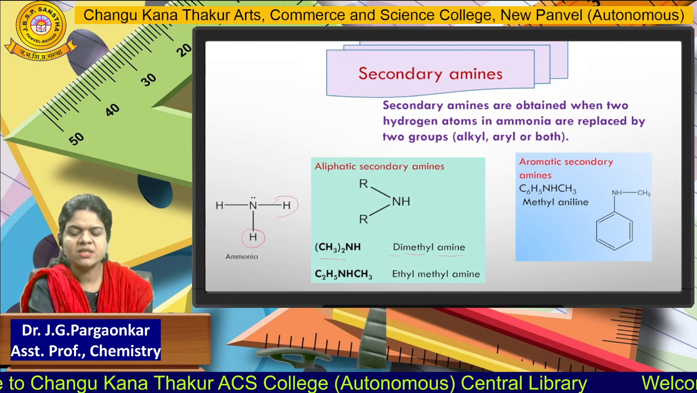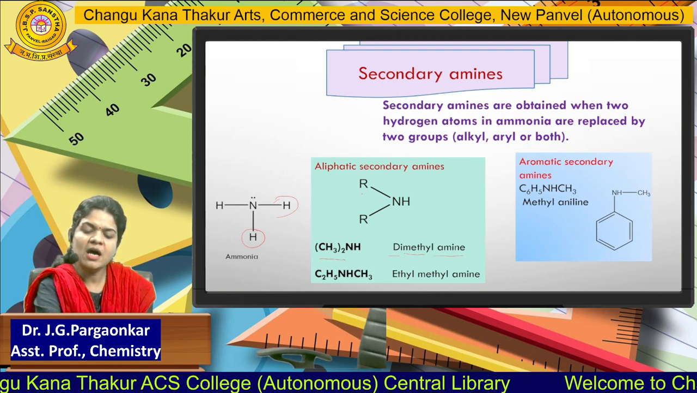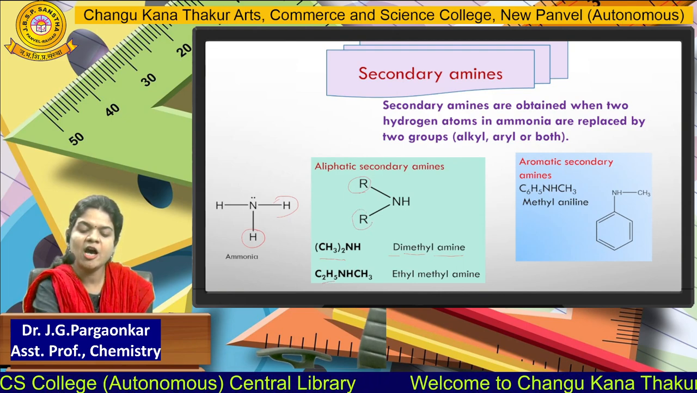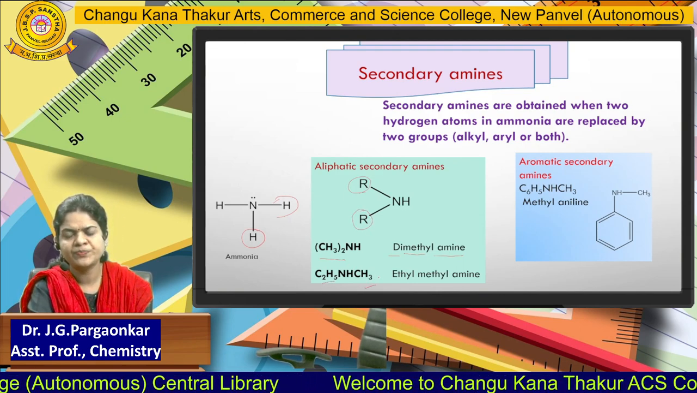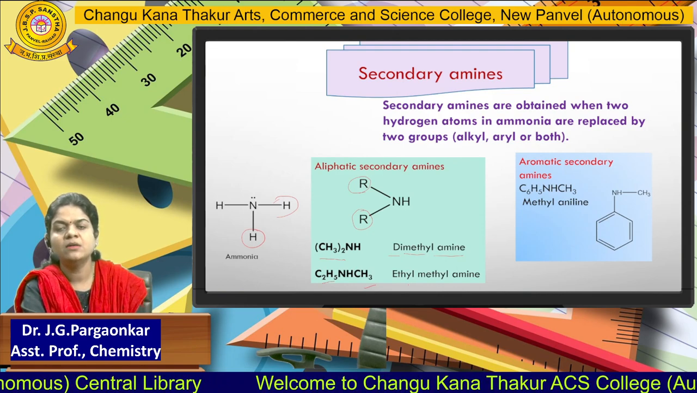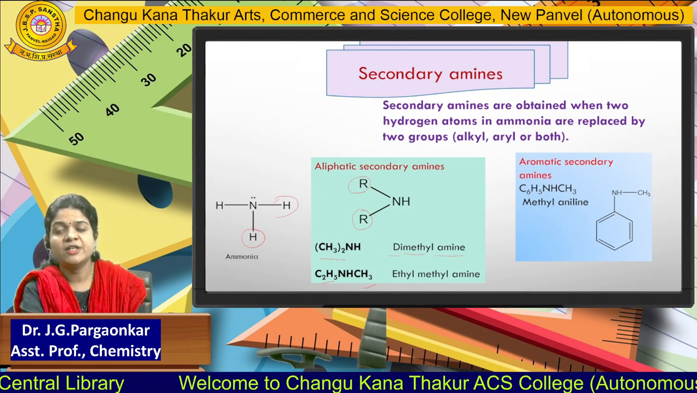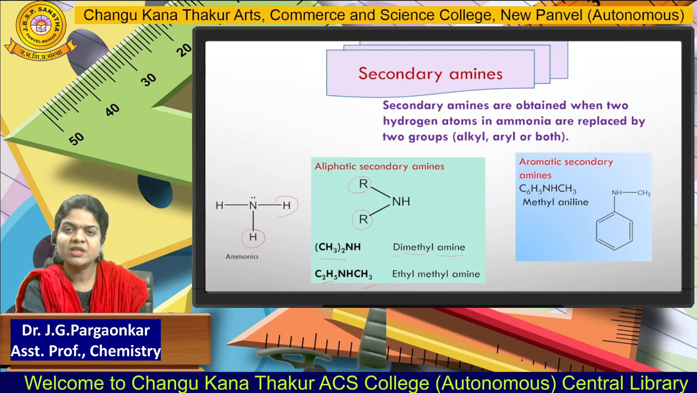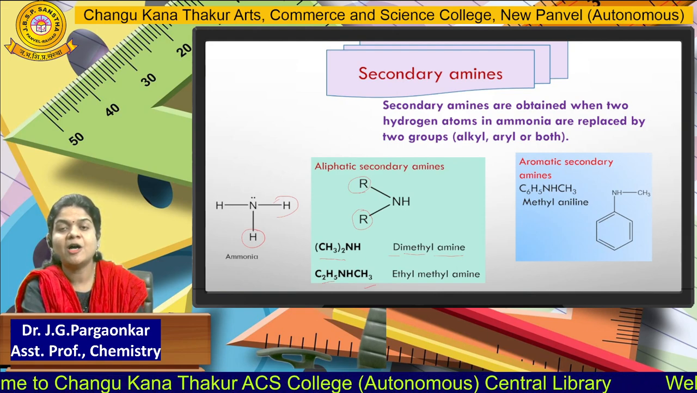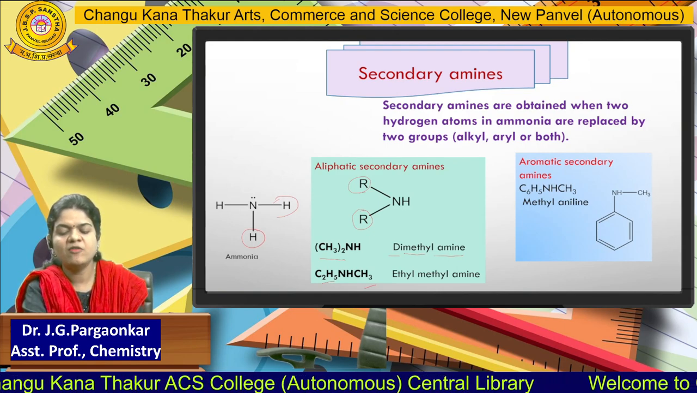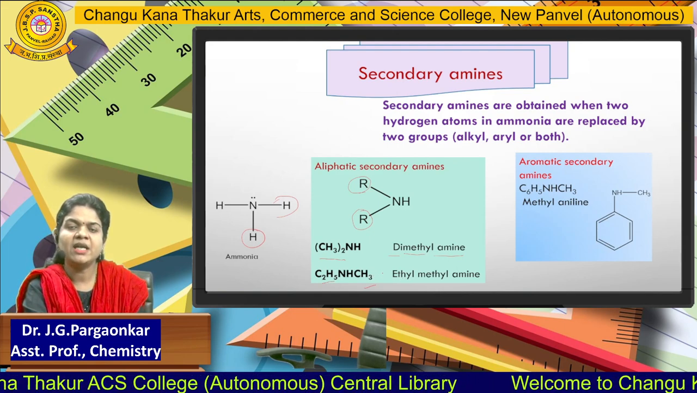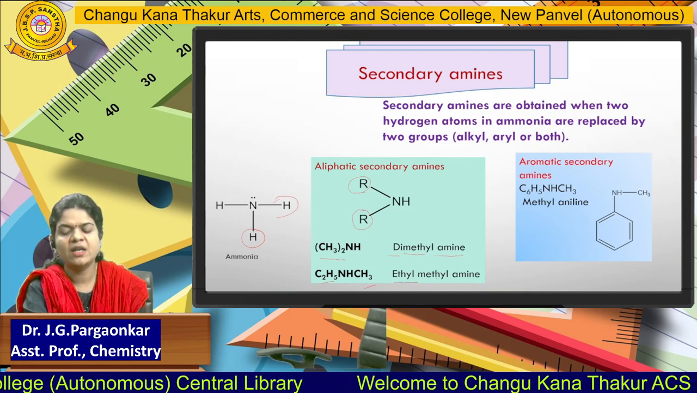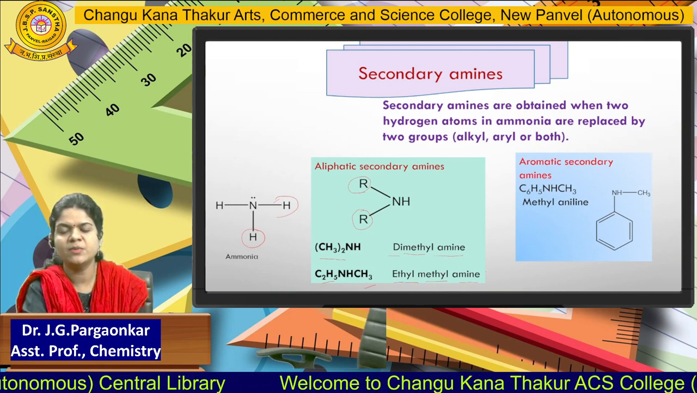Now, see the next example. Here, one R is an ethyl group and the second R is a methyl group. So, in this example, both the R groups are different. One is methyl, another one is ethyl. So, students, here we have to follow the alphabetical order. Alphabetical order means, between methyl and ethyl, E comes first, so that's why you have to write ethyl first, later on methyl and amine.